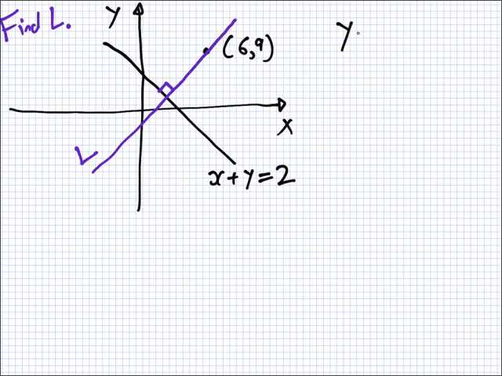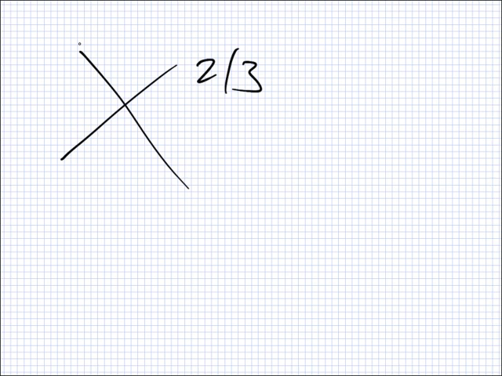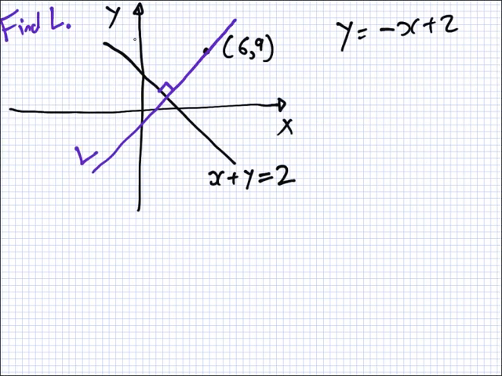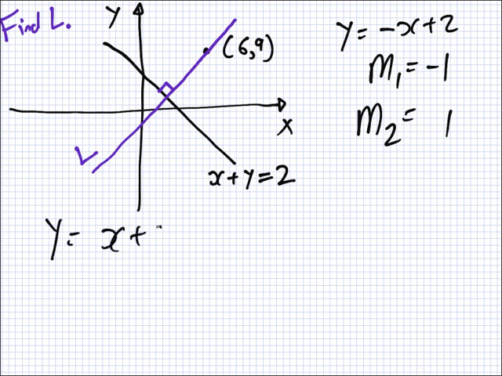So first you change it into y equals minus x plus 2. Now before I continue, I think you might know this, but for example, if this has slope 2 over 3, then what is the slope of this one? Minus 3 over 2. You flip and change the sign. So in this case, if this one has slope of minus 1, then the other line has slope of 1. So we have y equals 1x plus c.